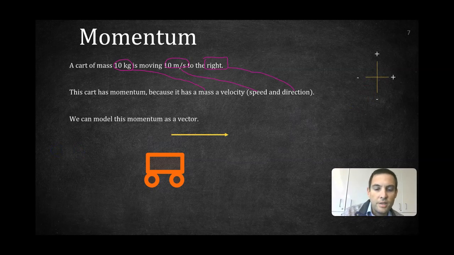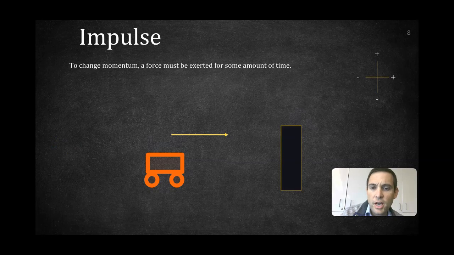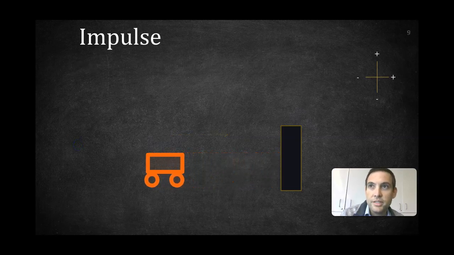We can model this momentum as a vector, where the length of the vector is going to represent the magnitude of momentum. The more momentum an object has, the bigger the arrow would need to be. To change momentum, a force must be exerted for some amount of time. Cart moving and crashing into a big black wall, that means that black wall is a force acting for some amount of time, which is impulse. Impulse is the change in momentum brought on by a force acting for some time.